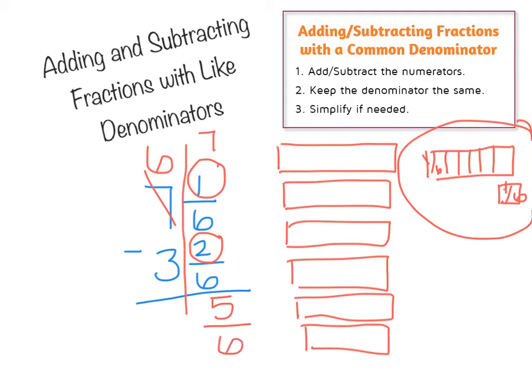And now I'm going to subtract my whole number. 6 minus 3 equals 3. So my answer is 3 5/6.